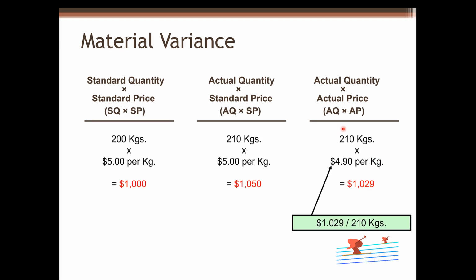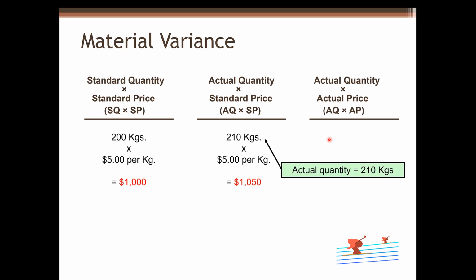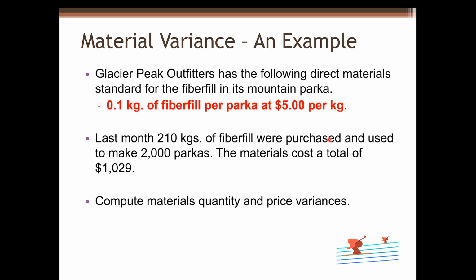Column 3, actual quantity times actual price. This is actual cost. If we go back, take a look at the question here. Materials cost a total of $1,029. This is the actual cost. We can just put this number on column 3.